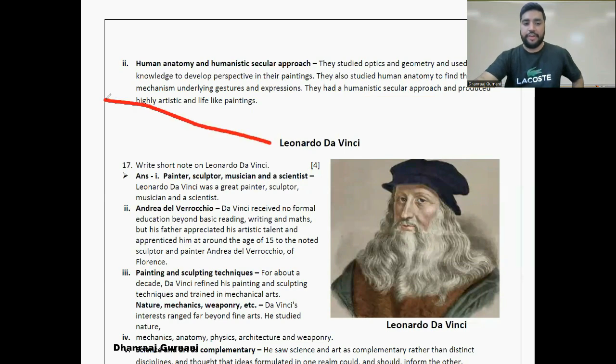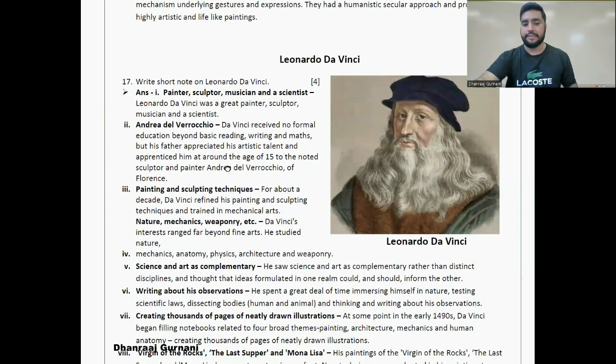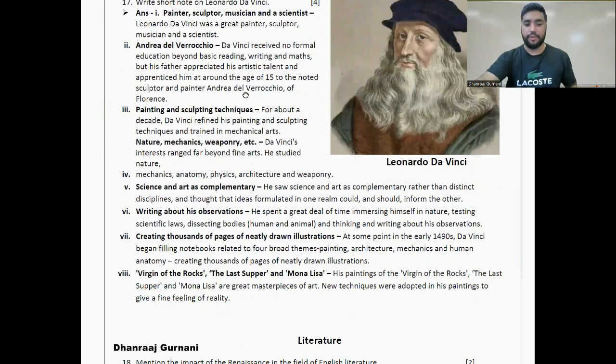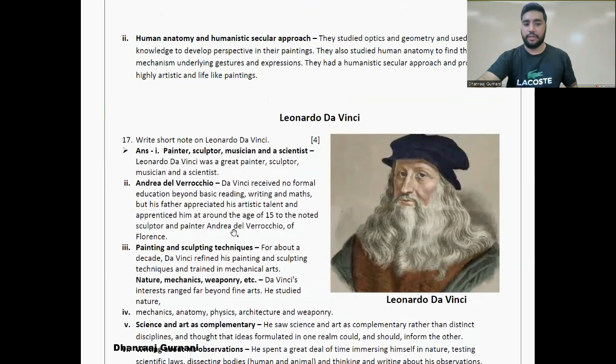Moving to a very important answer. This has featured in many papers. It's a short answer, including picture study. Leonardo da Vinci. Question number 17, very simple. Write a short note on Da Vinci. We'll be going through all the points because they may ask you specific points for 2 marks as well. There are 8 points in total. Let's see the first one.